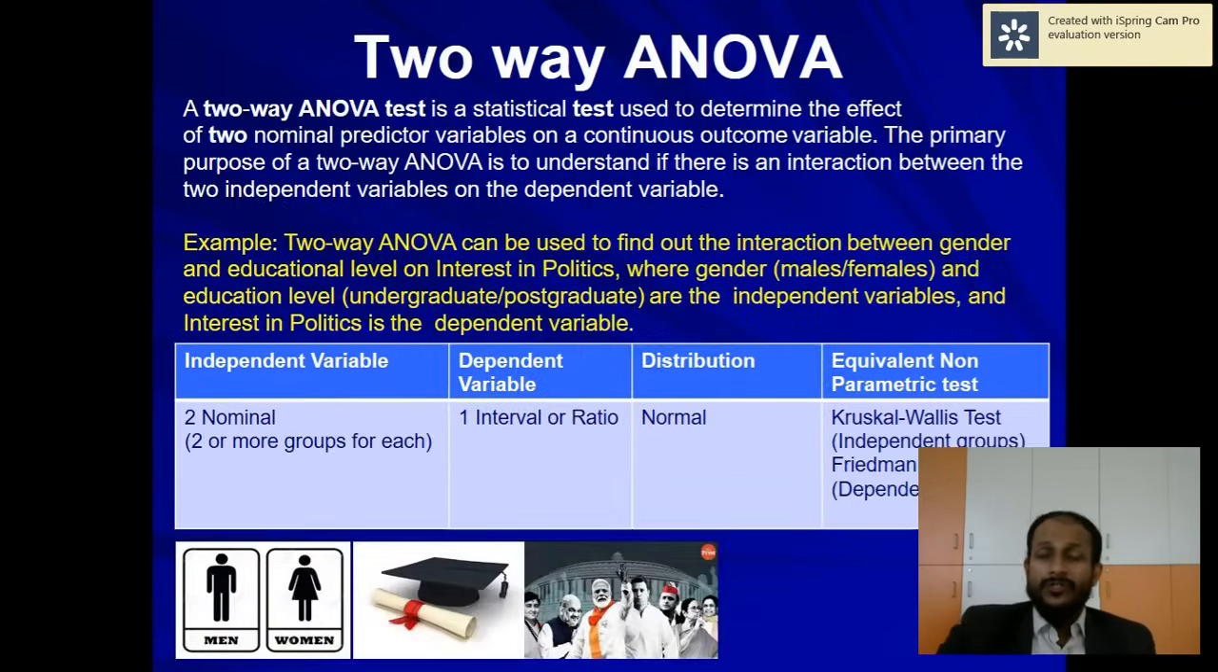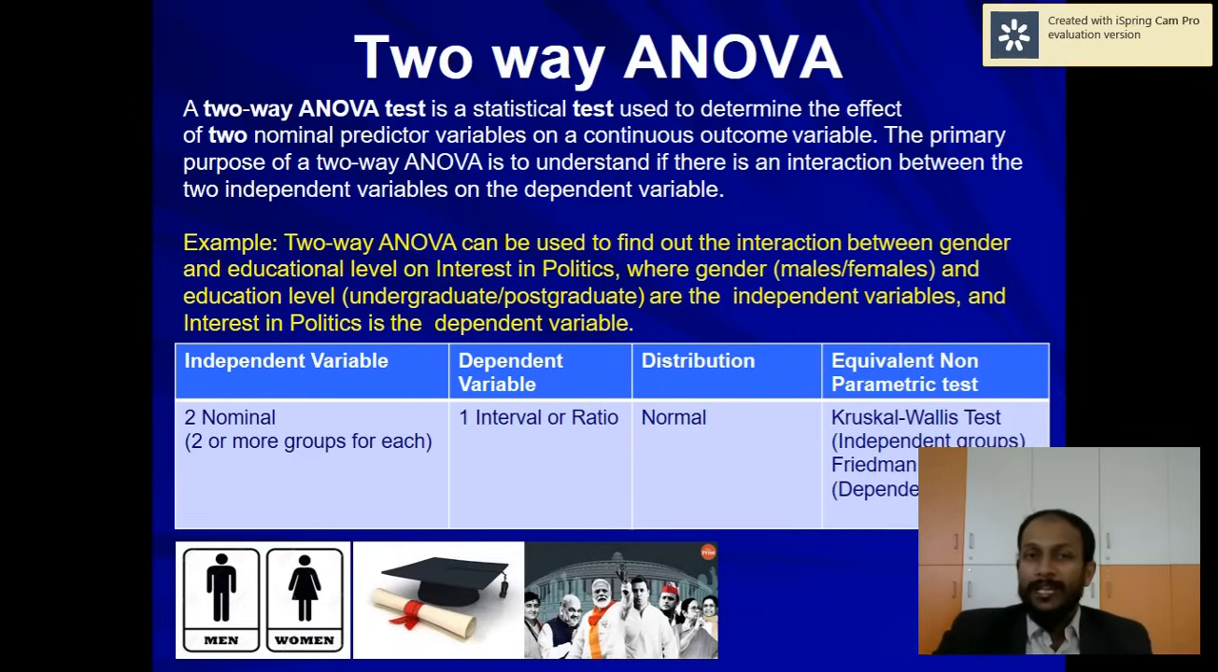Now, when it comes to two-way ANOVA, here is the difference. In one-way ANOVA, I was having only one nominal variable and one interval variable. Under one nominal variable, I had two groups, but when it comes to two-way ANOVA, here I am having two nominal variables with two groups each and one interval variable, and normal. Now, in this case, I will be using two-way ANOVA.